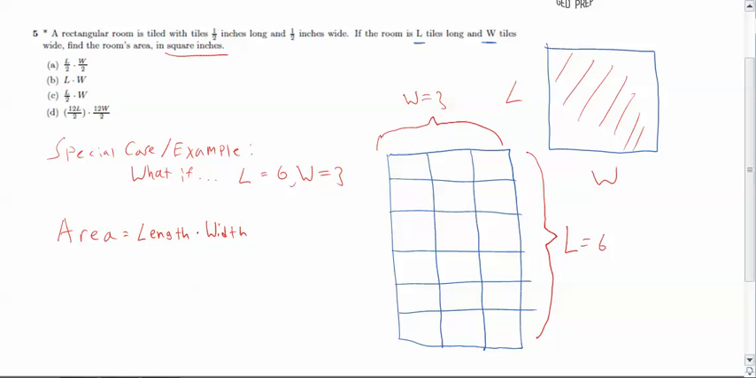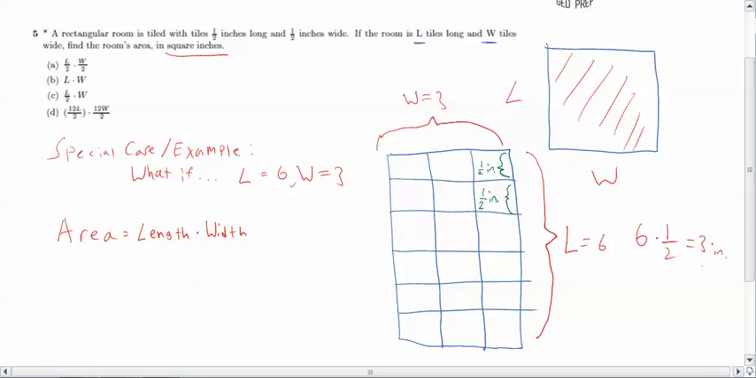Let's look at the length first. So each tile, because they're squares that are 1/2 inch long and 1/2 inch wide, each of these squares along the side will contribute 1/2 inch of length to the length of the entire room. So our admittedly very small room is 6 times 1/2, which is 3 inches long. So our length is 3.